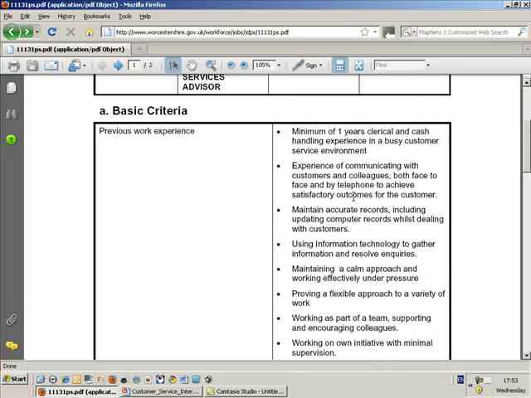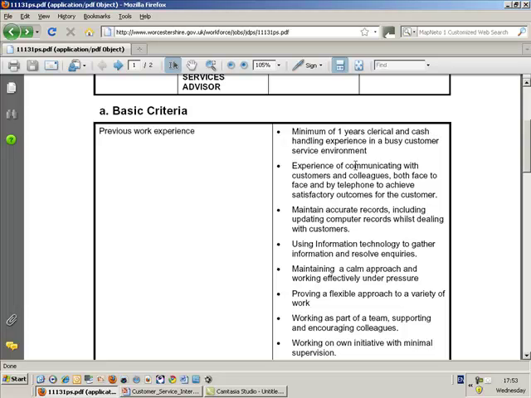You will see there it says a minimum of 1 year's clerical and cash handling experience in a busy customer service environment. There is a question in there that says, can you provide an example of where you've handled cash in a busy customer service environment, or where you've actually worked in a clerical role in a busy customer service environment? So what you will do then is prepare a response to that question.